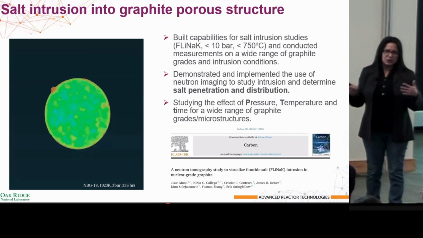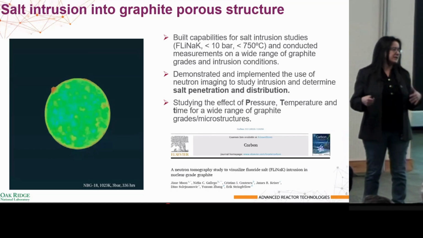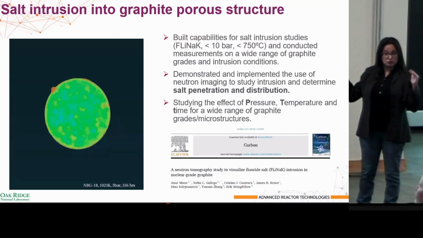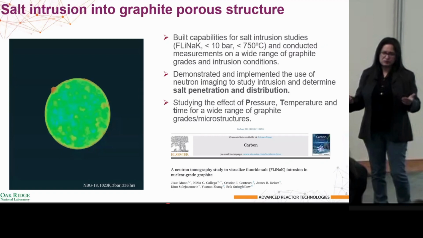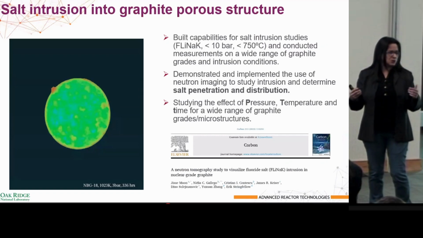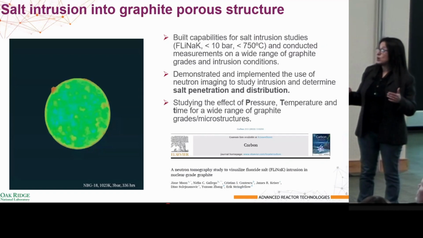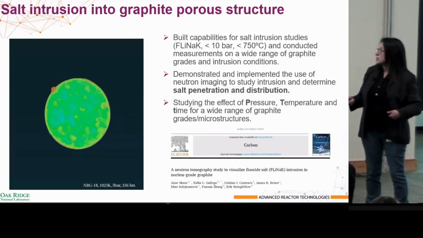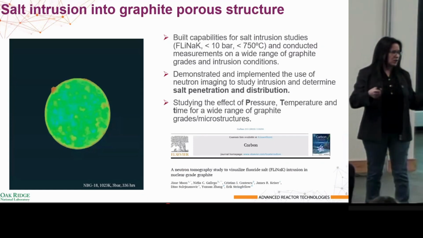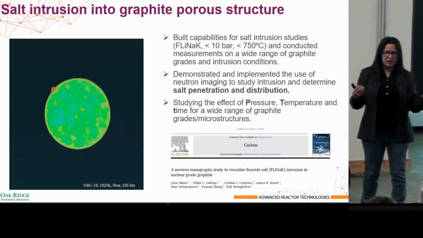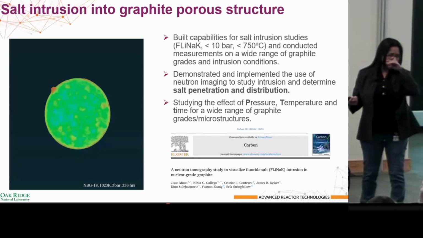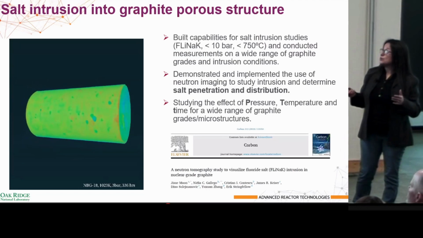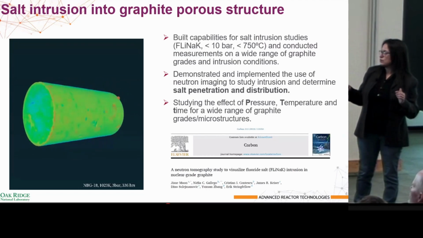So, salt intrusion. At Oak Ridge, we have developed not only the capabilities to do intrusion, so we can expose graphite samples, right now only to molten FLiNaK, at various conditions of pressure, temperature, and time. Our system is designed to go up to 10 bar and 750 degrees, and we can keep it there for extended periods of time. We are not only doing measurements of the weight changes before and after to see how much salt is entrapped in the graphite, but we have demonstrated and implemented the use of neutron imaging to study how that salt distributes into the graphite.